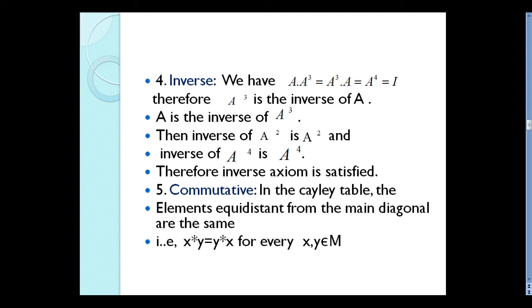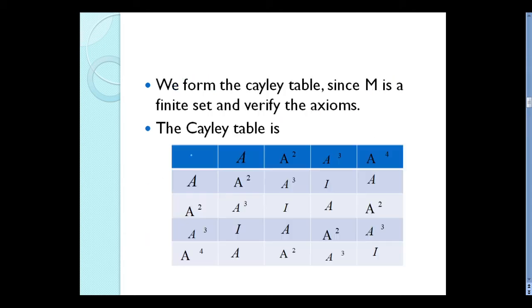Next, we want to check whether it is commutative. In the Cayley table, you can see the elements equidistant from the main diagonal are the same. Here in the Cayley table, the diagonal elements are A cube, I, A square, A cube, and the last one I. So diagonal-wise, we get the same elements. Therefore the commutative property is true.